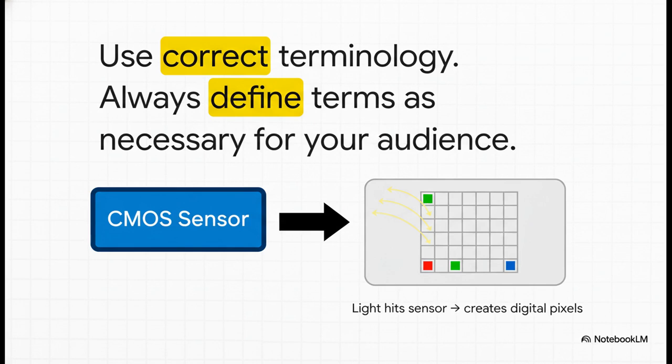It's great to use the correct terminology. It shows you know your stuff. But you also have to be a good teacher. You can't just throw out a term like CMOS sensor and expect everyone to get it. You need to quickly define it in simple terms, like that's the part that captures light to create the picture. It's a small thing, but it means you don't leave anyone behind.